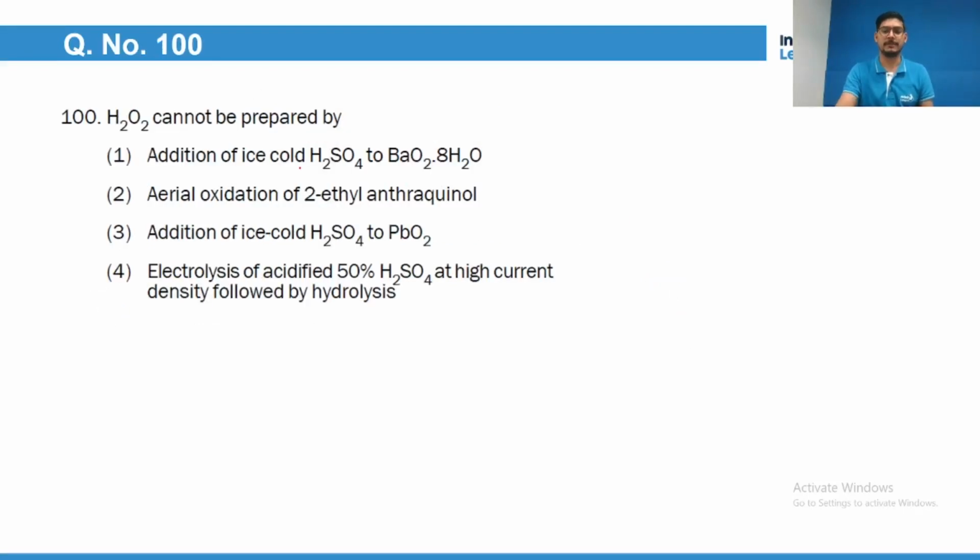H2O2 cannot be prepared by. This can be prepared because it's barium peroxide, so acidification will lead to the preparation of H2O2. Aerial oxidation of 2-ethylanthraquinol, yes. Addition of ice cold H2SO4 to PbO2, no. It is not a peroxide actually. Lead is in +4 oxidation state here. So this method cannot be used for the preparation of H2O2, right? And the fourth is also correct. So the correct answer is option 3. Thank you guys.